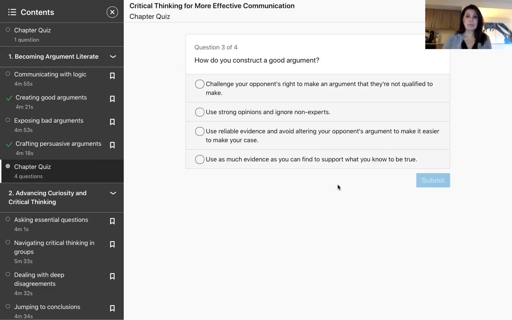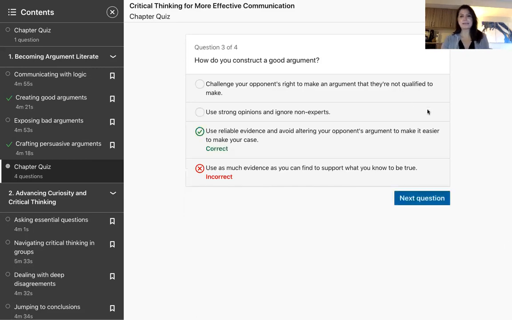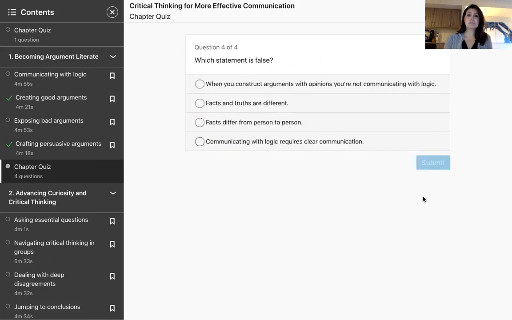C, you use reliable evidence and avoid altering your opinion argument to make it easier to make your case, and use as much evidence as you can to find the support. And many of you guys are choosing D as the correct answer. Try again. I would say, Angela, you selected number 3. That was my answer. Very good. In order to construct a good argument, you need to have reliable pieces of evidence. You avoid altering your own opinion argument to make it easier to make sense to other people. You try to document it with the reliable sources.